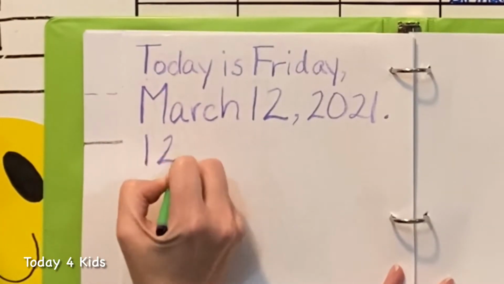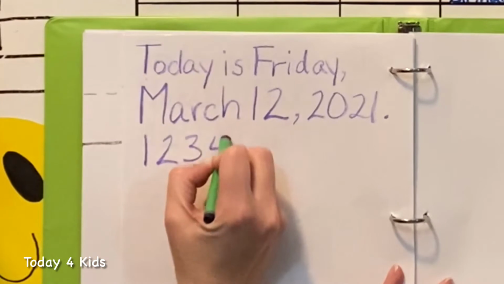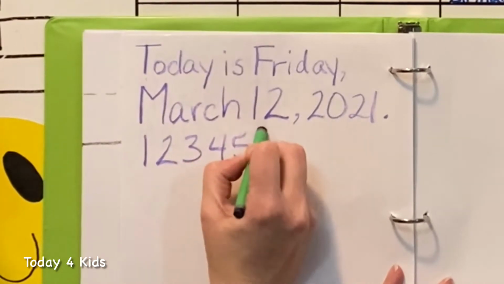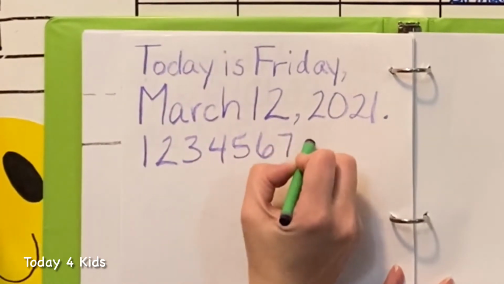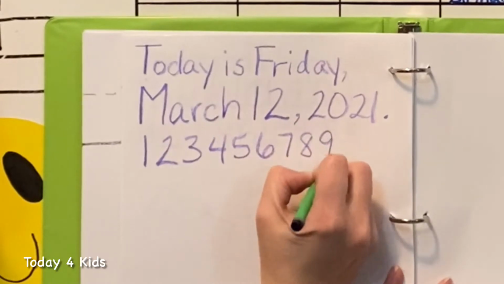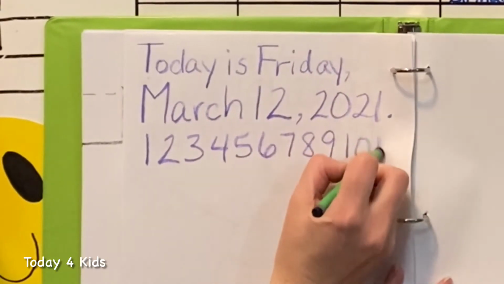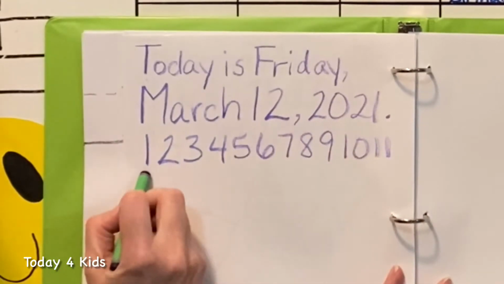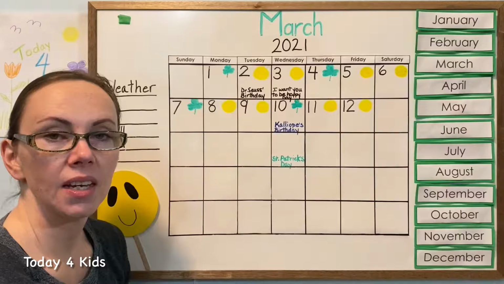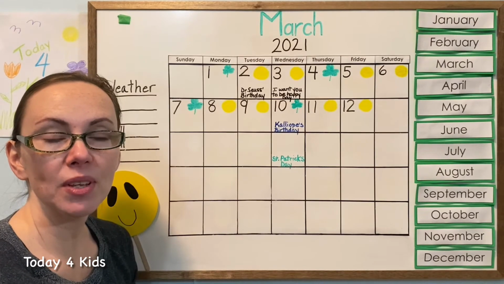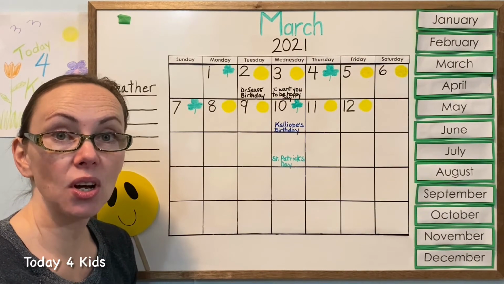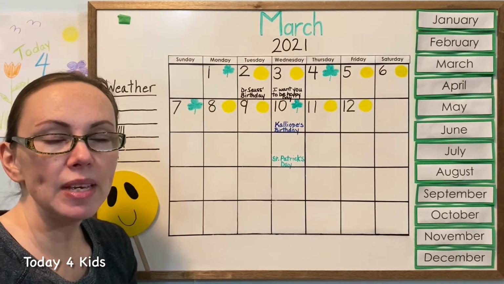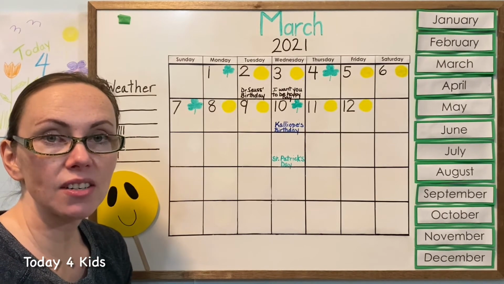1, 2, 3, 4, 5, 6, 7, 8, 9, 10, 11, and I've run out of room, so I'm going to come down and go back to this side of the paper. 12. Good job. Thank you so much for helping me with putting the sentence in our agenda and doing all those numbers together. Did you peek outside today before we sat down to do our calendar?